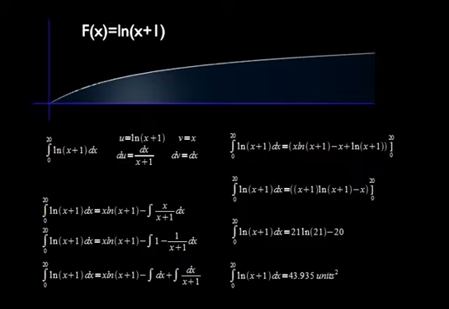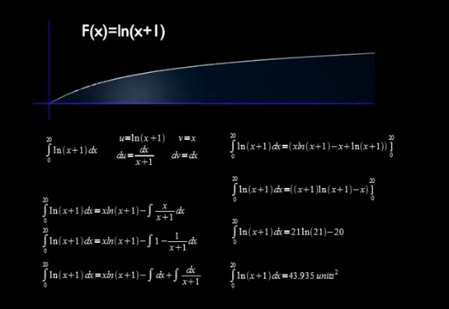So the integral from 0 to 20 of ln of x plus 1 dx is equal to x ln of x plus 1 minus the integral of x over x plus 1 dx. We then solve that to get x ln of x plus 1 minus the integral of 1 minus 1 over x plus 1 dx. Again, we get x ln of x plus 1 minus the integral of dx plus the integral of dx over x plus 1. So the integral from 0 to 20 of ln of x plus 1 dx is equal to x times ln of x plus 1 minus x plus ln of x plus 1 from 0 to 20.